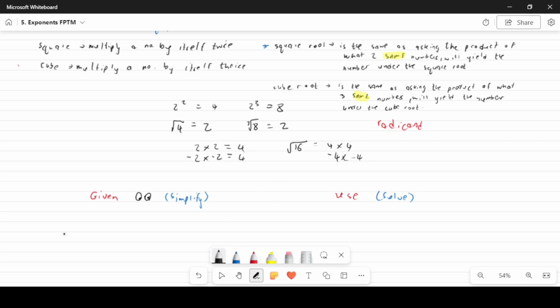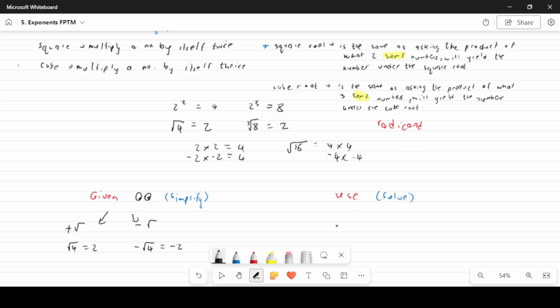When you're given it, there's one of two things that you could be given. You could be given a positive square root, or you could be given a negative square root. So on your page, if you see the square root of 4, the answer is 2. If you see the negative square root of 4, the answer is -2, right?